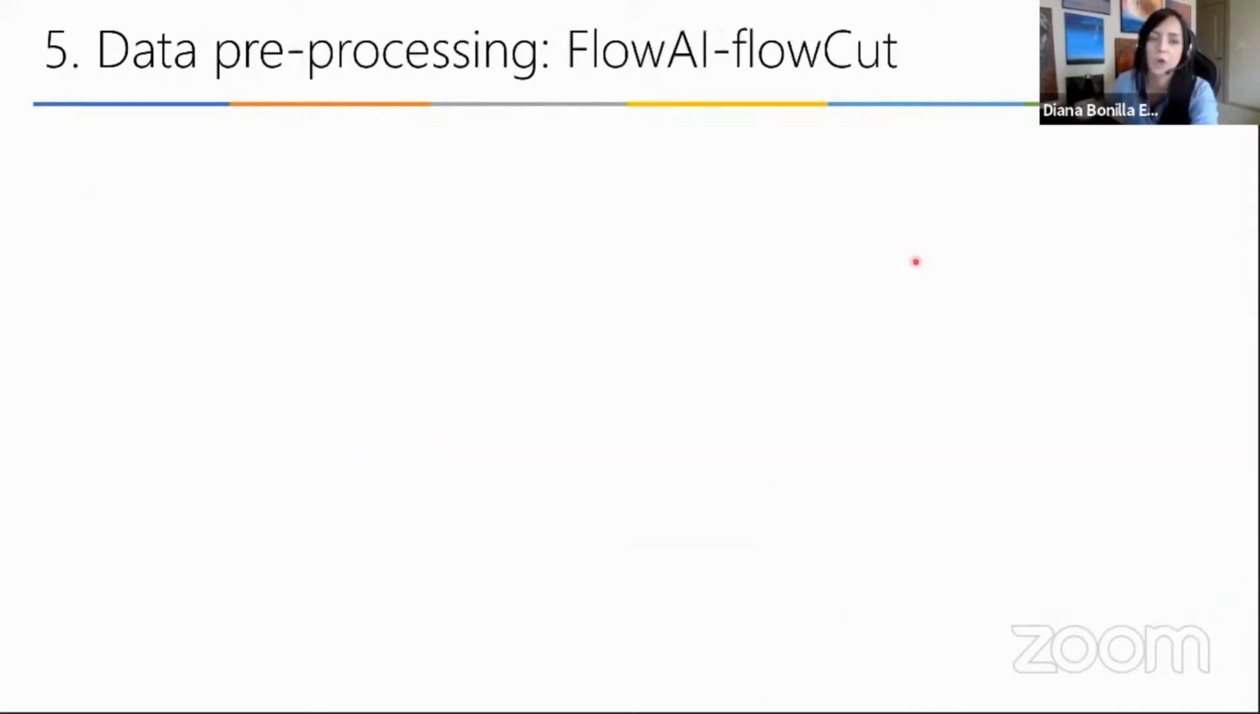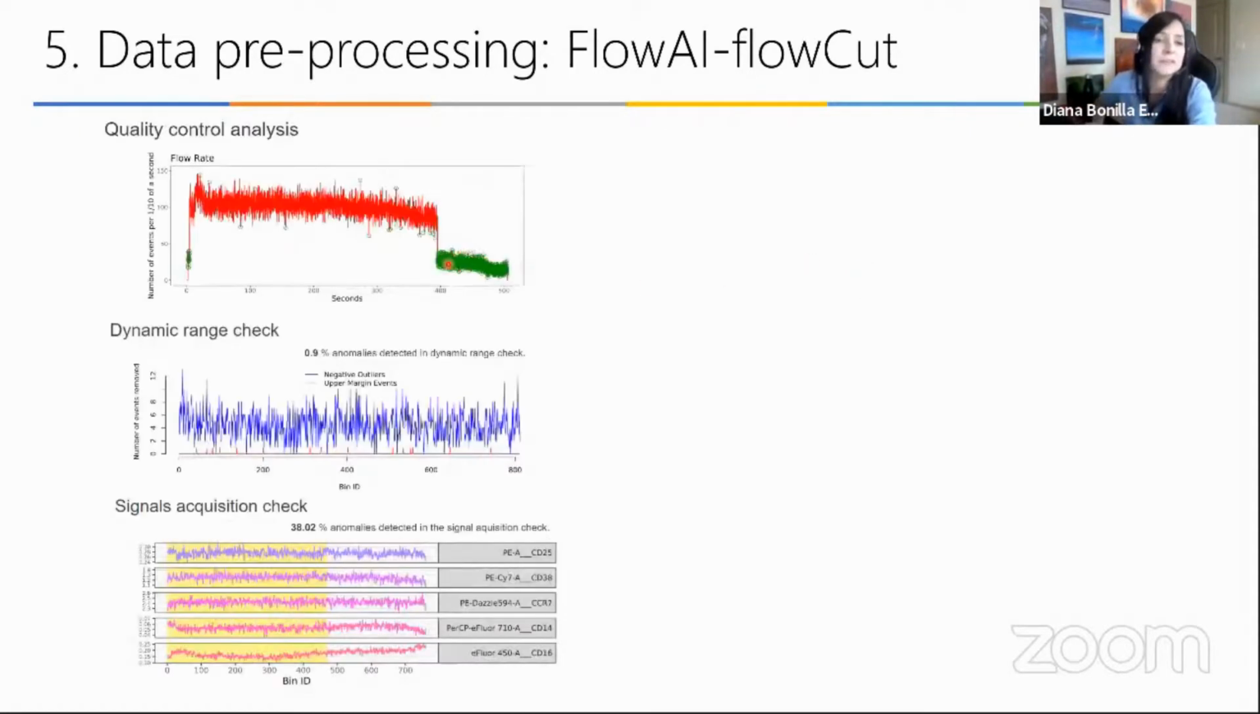So there are computational tools that allow us to do that. I'm gonna briefly talk about two of them, FlowAI and FlowCat. I'm sure Ryan will tell us more about his FlowClean. But just briefly, what FlowAI allows you to do is remove problematic events, in terms of changes in the flow rate and in terms of dynamic range. So you can exclude negative outliers.